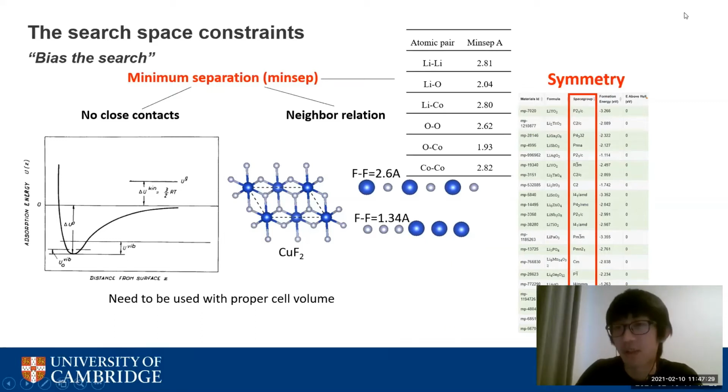So another constraint we apply on these searches is symmetry. Here is a picture I took from the Materials Project. I just randomly took some of the structures or the entries on lithium metal oxides. If you look at these space groups, all of these structures except two belong to crystal space groups with more than two symmetry. So basically, we can reject all the random structures, or we can generate structures with symmetries initially to constrain the search space.